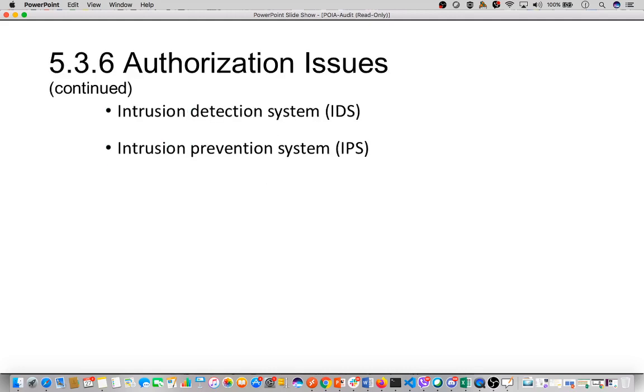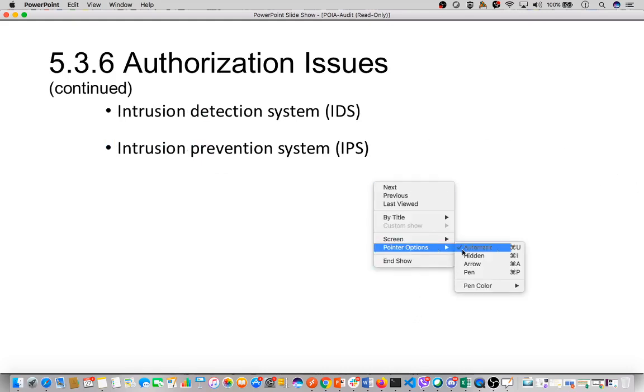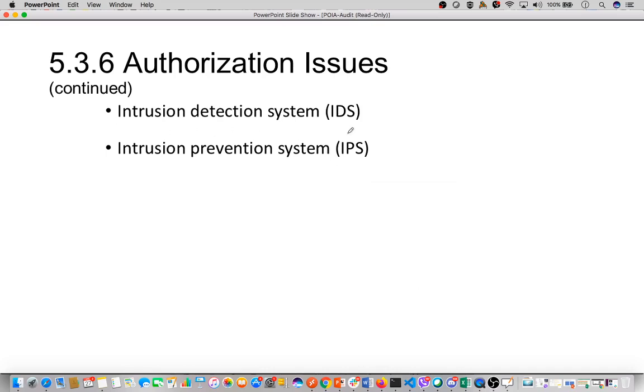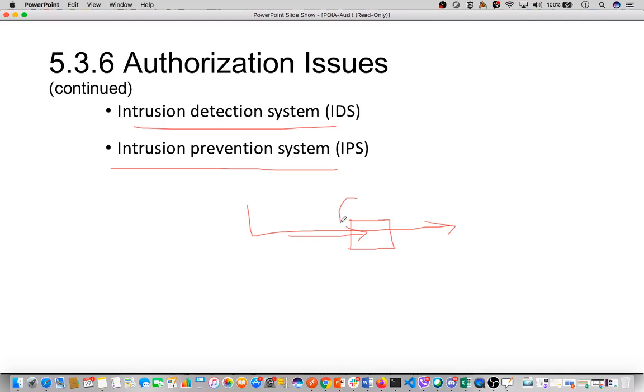Okay, so when it comes to authorization, you have to discuss and think about intrusion detection systems and intrusion prevention systems. In an intrusion detection system, you have a box where the network communication goes through this channel, and if there are any intrusions, they will try to detect it, right? They will try to detect it or they will try to prevent it. So they can use both options, either detect or prevent. Two options are there.